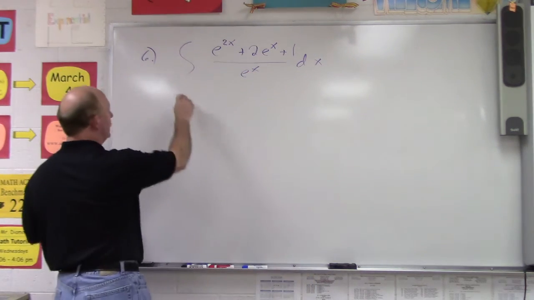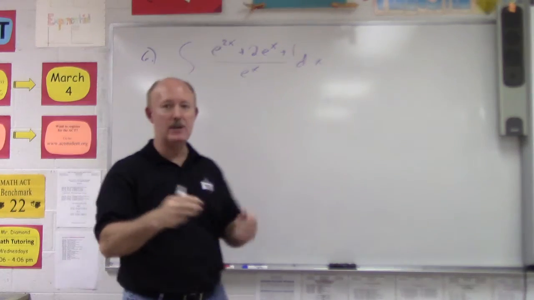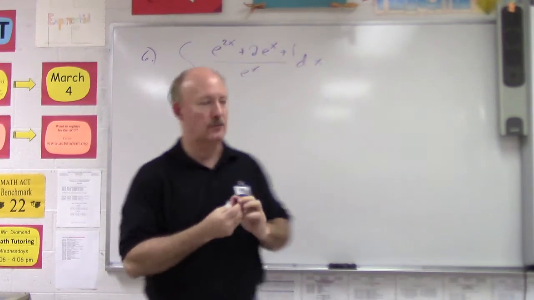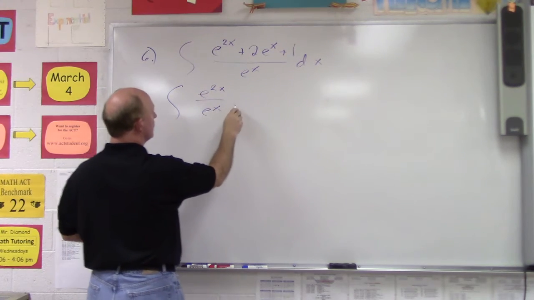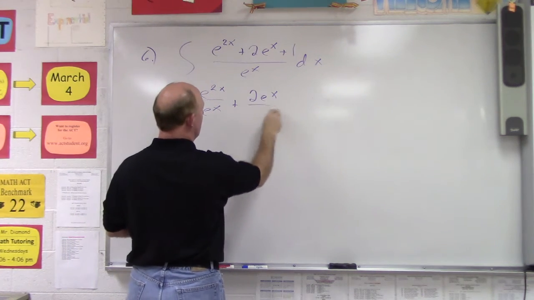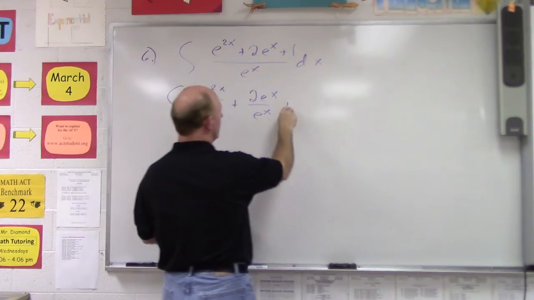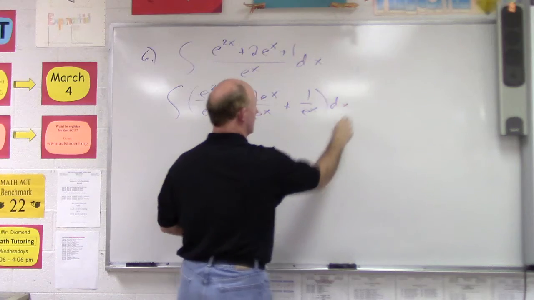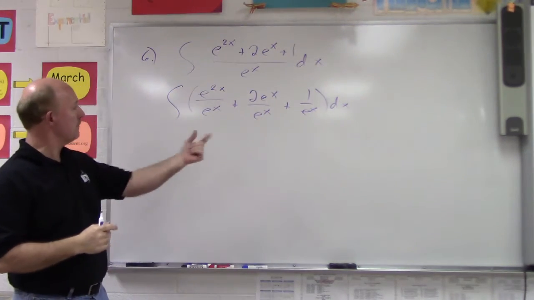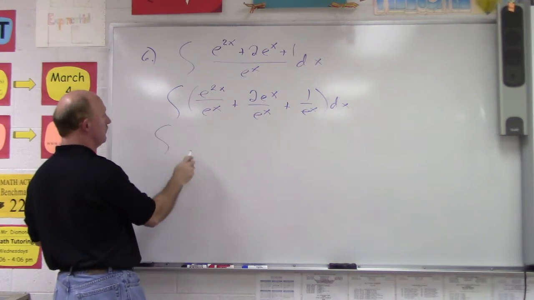So we're going to break this up into three little fractions. We're going to do e to the 2x divided by e to the x, plus 2e to the x divided by e to the x, plus 1 over e to the x, dx. Now, let's simplify this.